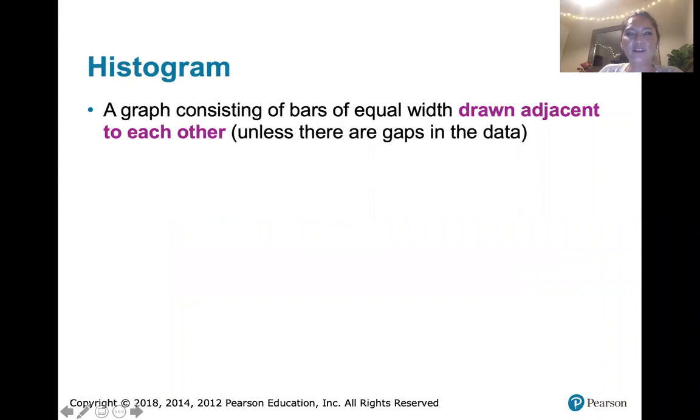A histogram is just a graph consisting of bars of equal width drawn adjacent to each other, and that's really important unless there are gaps in the data. Basically, it's a graph of a frequency distribution or a graph of a relative frequency distribution.